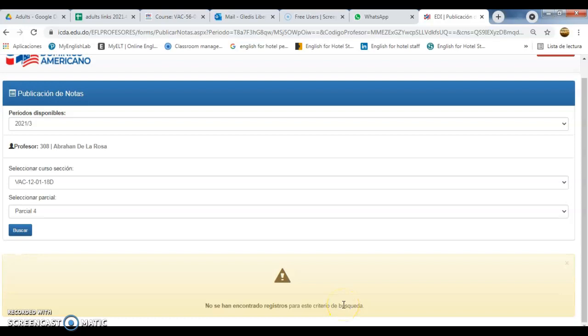So you have to talk either to the coordinator from the evaluation department or the person that assists in the evaluation department so they assign it as soon as possible.